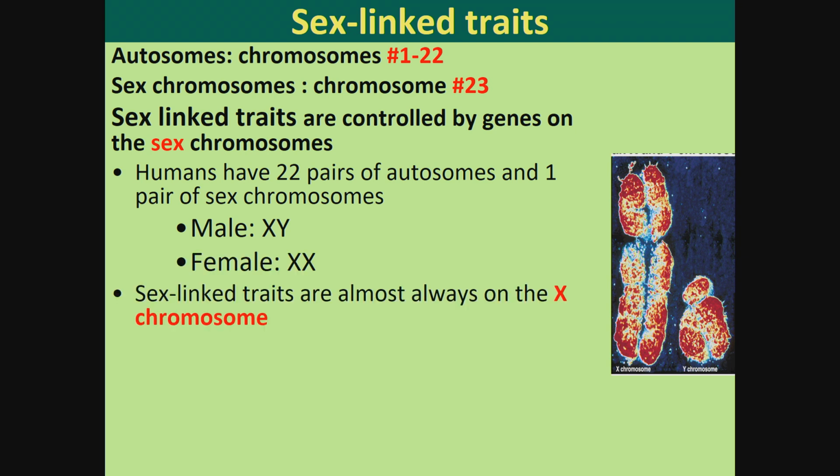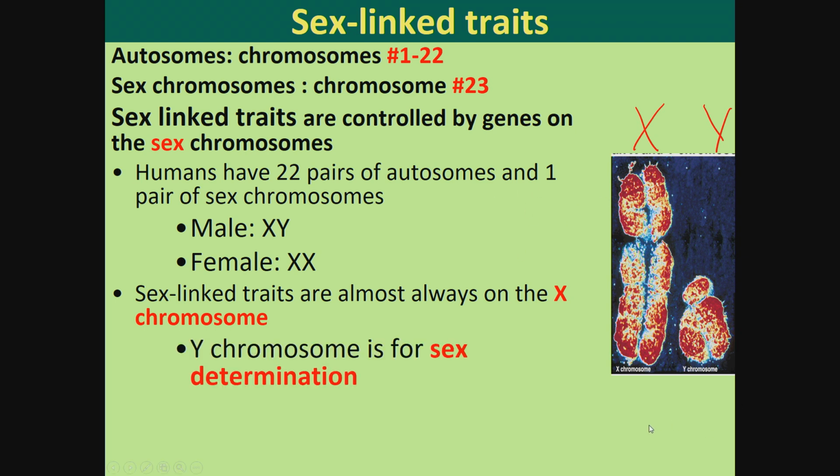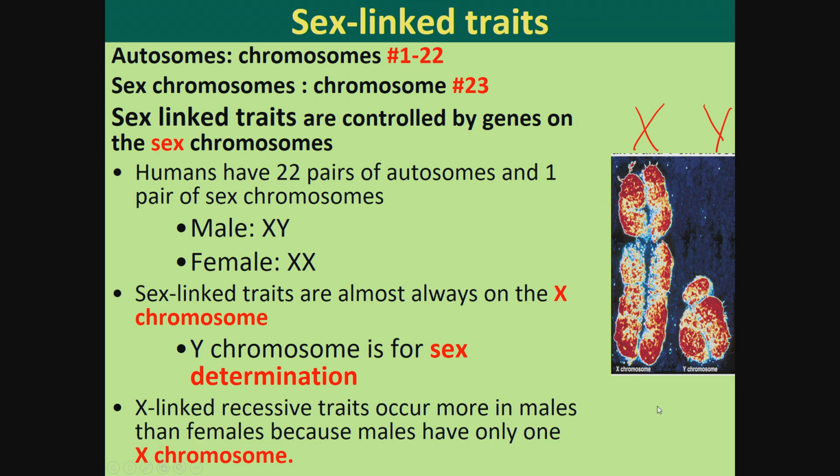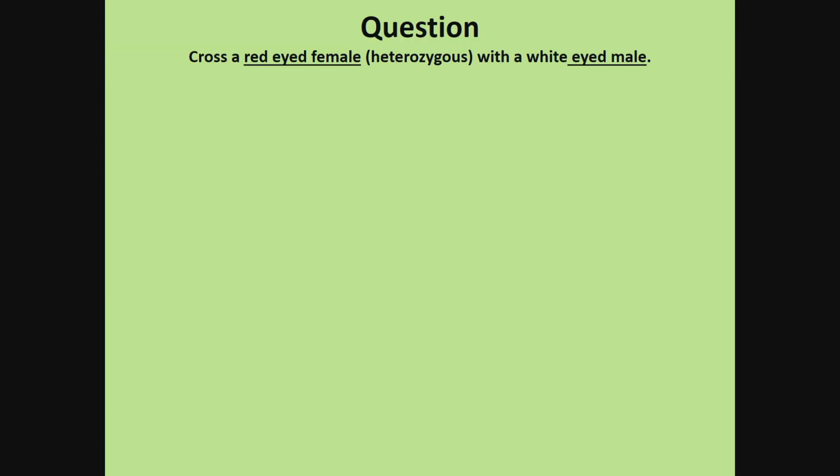Sex-linked traits are almost always carried on the X chromosome, and that's because just in terms of size, it is much larger than the Y chromosome and carries more genes. The Y chromosome is for sex determination, which means if a person has a Y in their genotype, then they are genetically male. X-linked recessive traits occur more in males than females because males have only 1 X chromosome.